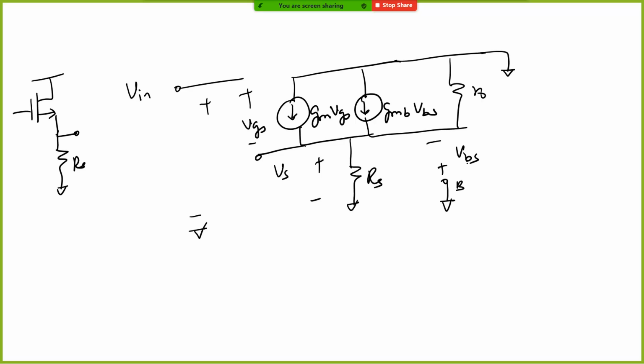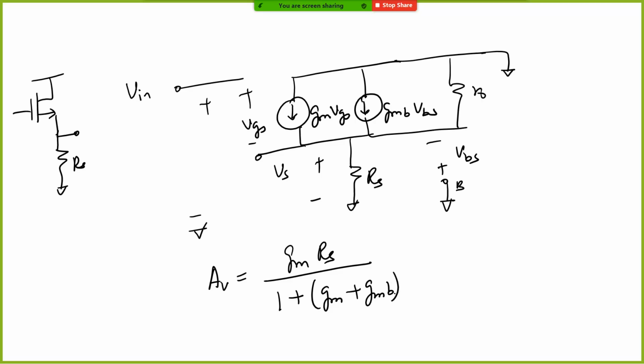We have already done something very similar for the common source with source degeneration. So you can write the equations and look at the gain. I'll just give you the final answer. This is fairly straightforward; we have already looked at the methodology. It becomes gm times RS divided by 1 plus (gm plus gmb) times RS. This is the gain that we will get, and you can see that this is definitely less than 1, and you can make it as close as possible to 1.